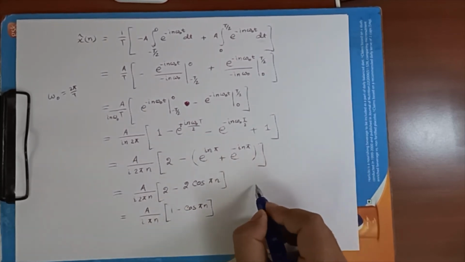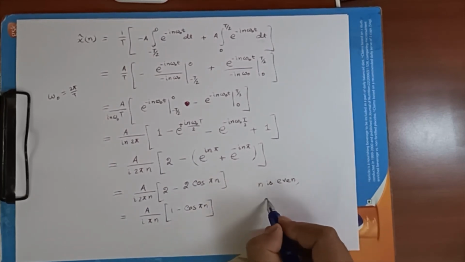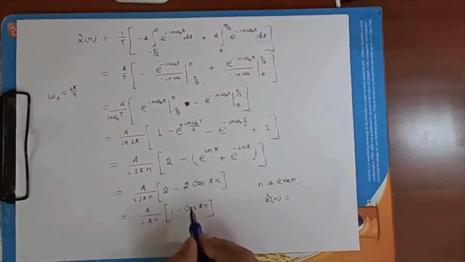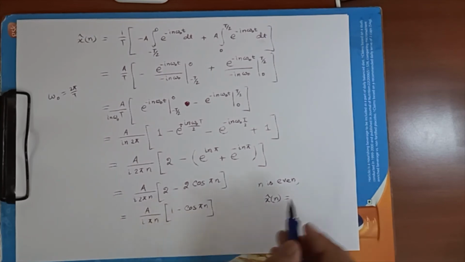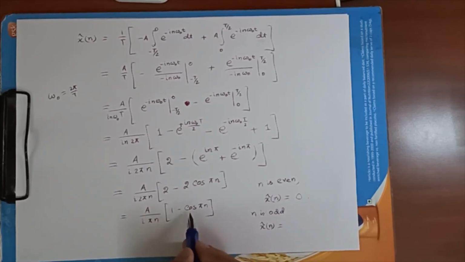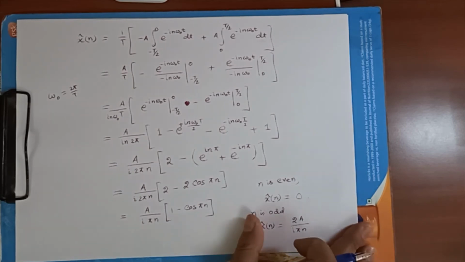So if n is even, then x hat n is equal to, cos pi n is 1 when n is even. So this is 1 minus 1 is 0. When n is odd, x hat n is, this is minus 1. So this is 2. So 2a by i pi n. So these are my Fourier coefficients.